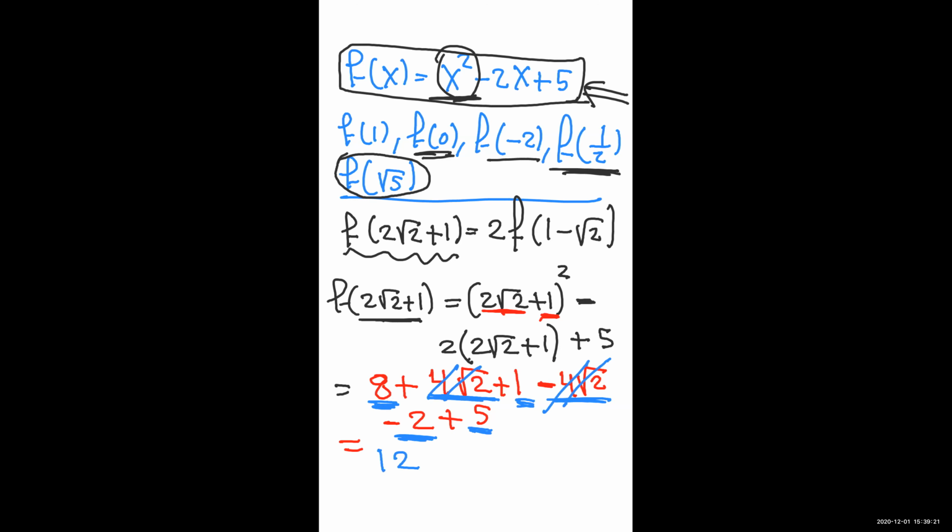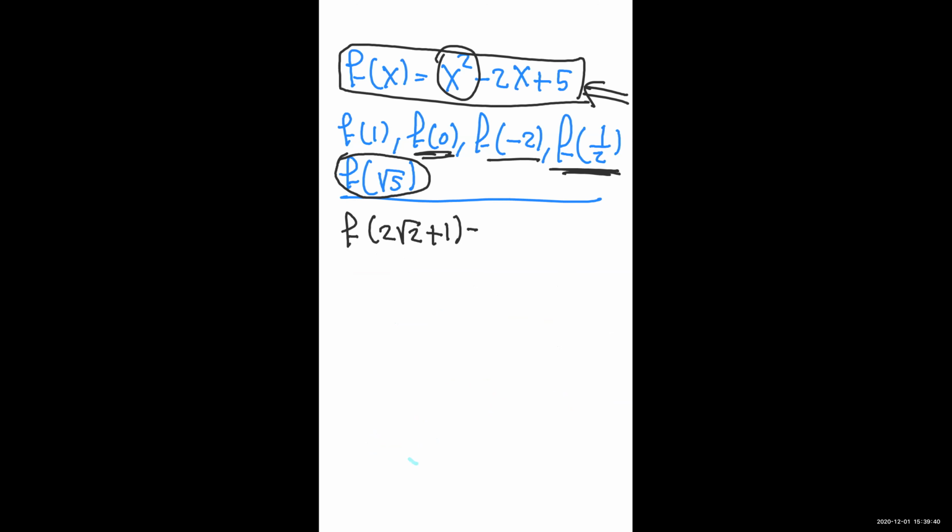So this one, f of 2√2 + 1, equals 12. Okay? Now I'm going to write down this value here. So this side equals 12. Okay, I will keep it here so that I will not forget the value. Now I'm going to clear the board so that I will get the value of this function on the right side.